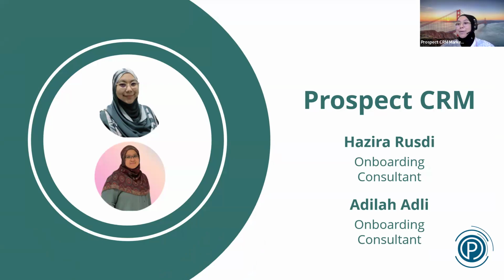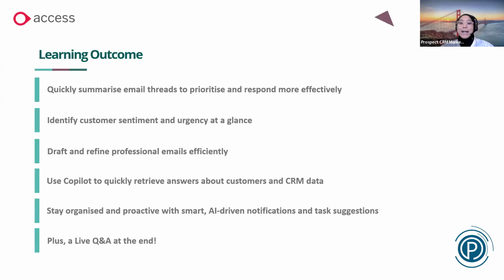Before we jump into the session, there are certain learning outcomes from today's session. We will show you how they work in practice and walk through some of the current limitations as well. The learning outcomes are: quickly summarize email threads to prioritize and respond more effectively, identify customer sentiment and urgency at a glance, and draft and refine professional emails efficiently. You can also use Copilot to quickly retrieve answers about customers and CRM data, and stay organized and proactive with smart AI-driven notifications and task suggestions. We also have the usual live Q&A at the end of the session today.